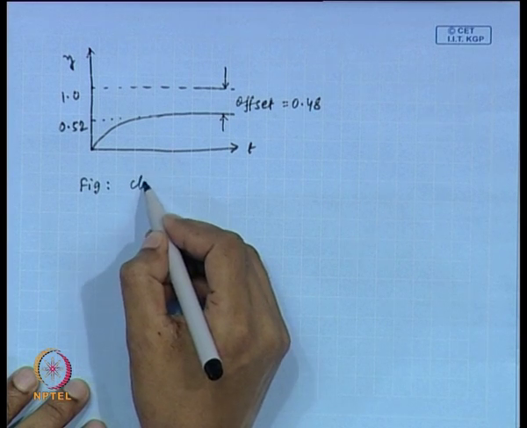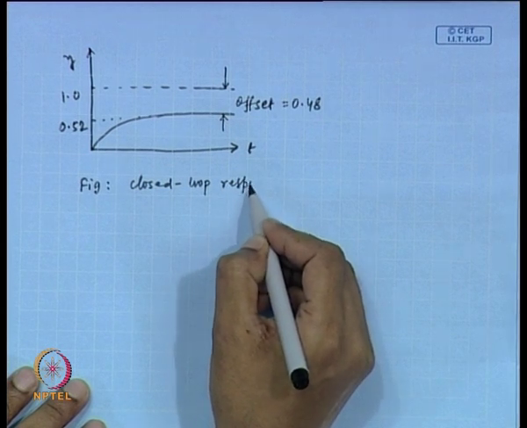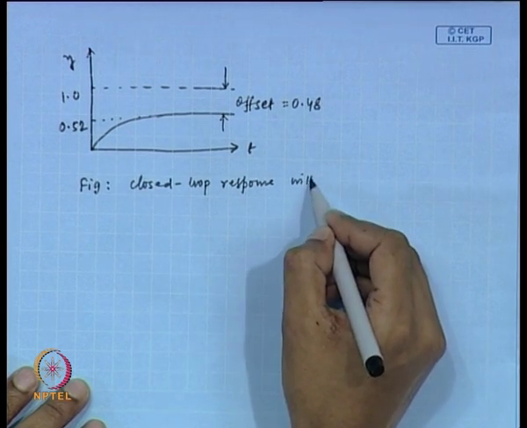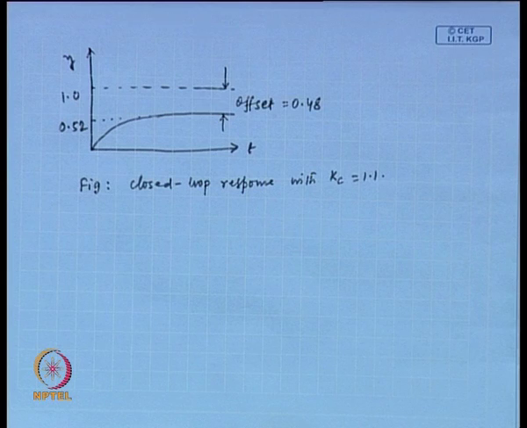So, this is closed loop response with Kc equal to 1.1, fine. So, this is case 1. If we do not use dead time compensator and if we use the maximum permissible Kc value, that is 1.1, we obtain offset 0.48. Next we will consider case 2.